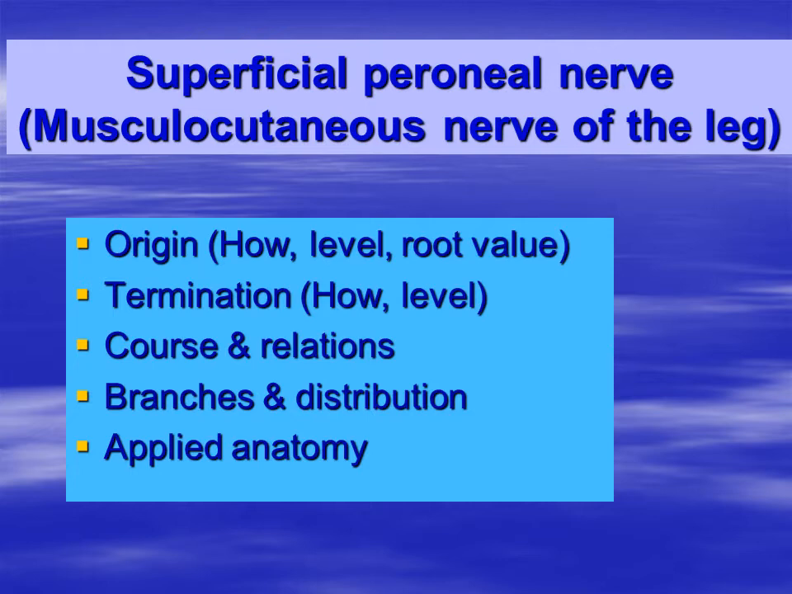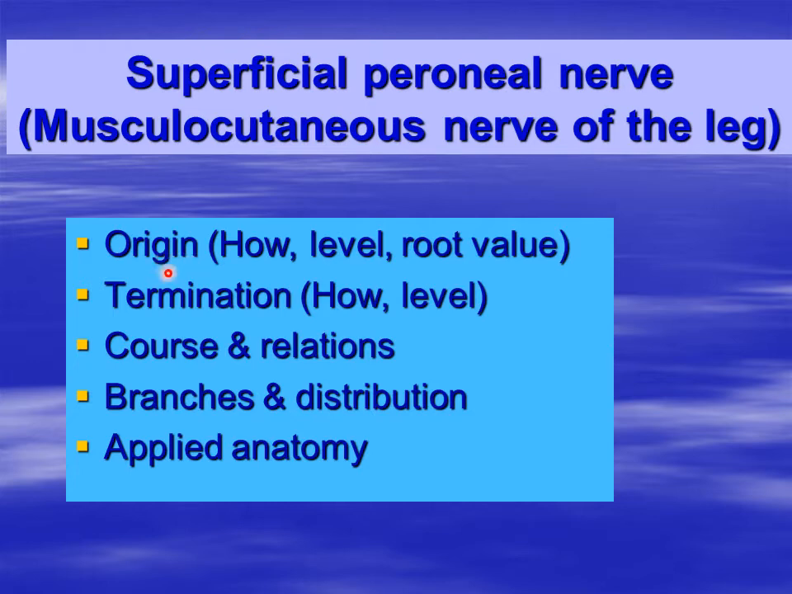Musculocutaneous nerve. The musculocutaneous term indicates that the nerve supplies first muscle and then ends as cutaneous branches, like the musculocutaneous nerve of the arm, which supplies first the muscles of the arm and terminates as the lateral cutaneous nerve of the forearm. The anatomy of any nerve includes knowing the items you see in the slide.